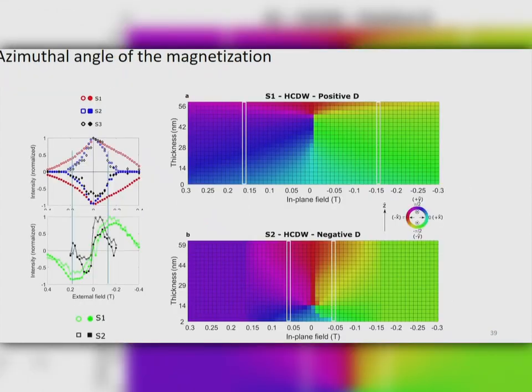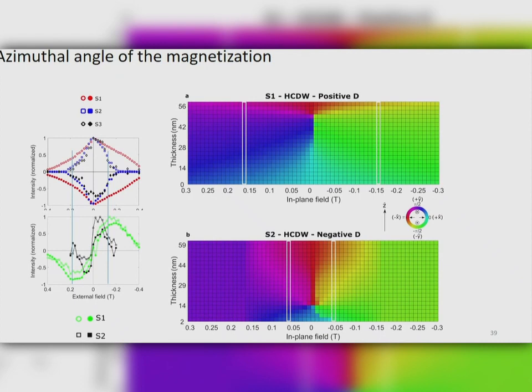We can see it better in this way. So this is the azimuthal angle of the magnetization, and this color here tells you basically that you have the magnetization against, into, or out of the screen.